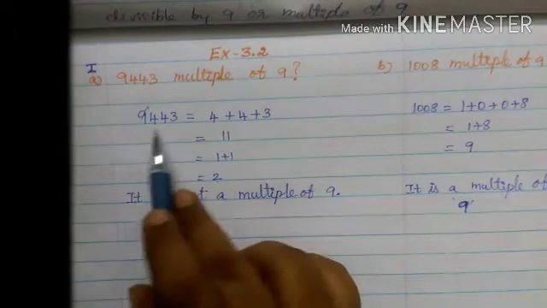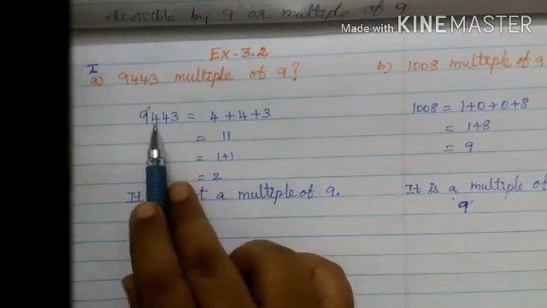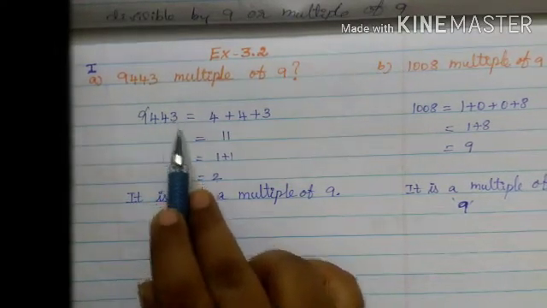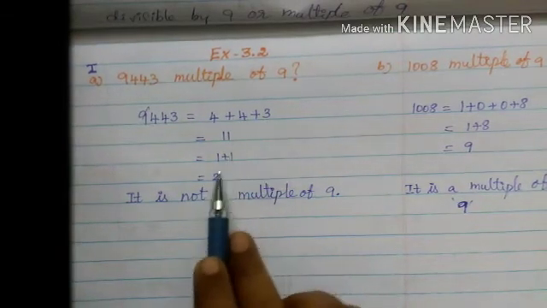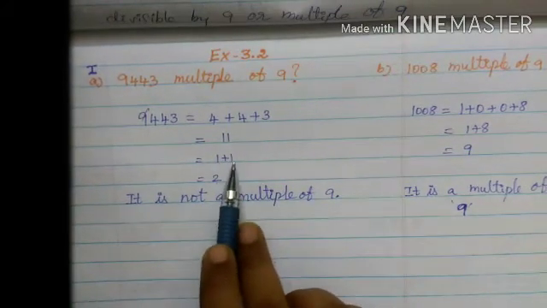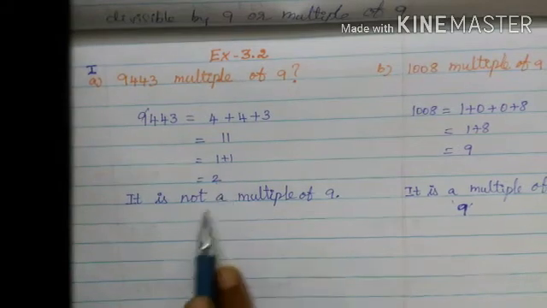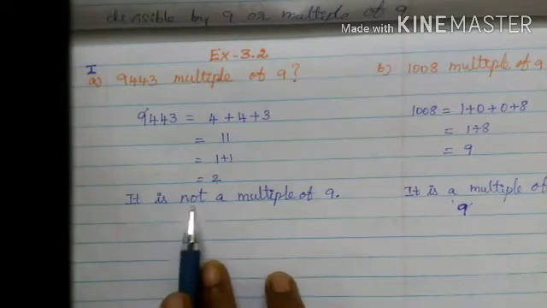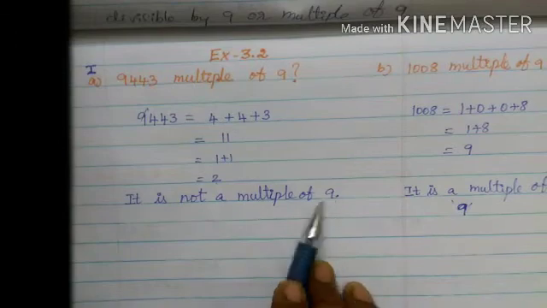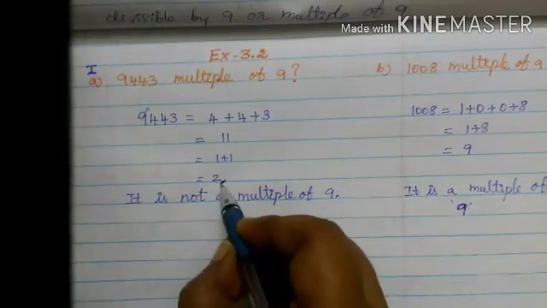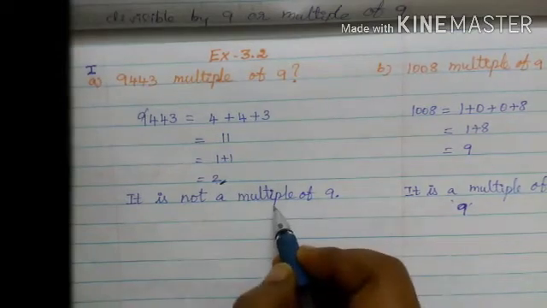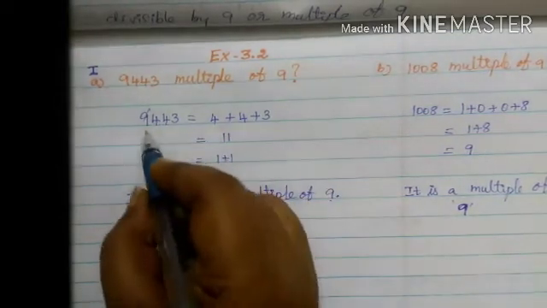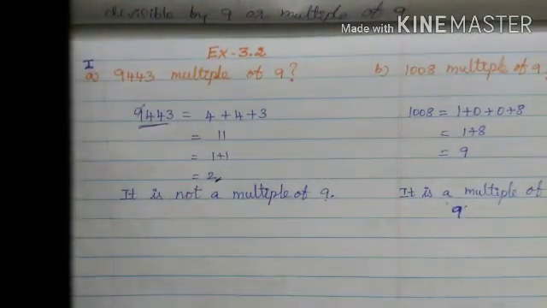So here you leave the 9. Then 4 plus 4 plus 3: 4 plus 4 is 8, 8 plus 3 is 11. Then 11, you add 1 plus 1 equal to 2. So it is not a multiple of 9. Is 2 coming in the 9 table? No. So this is not a multiple of 9. This number is not coming in the 9 table.